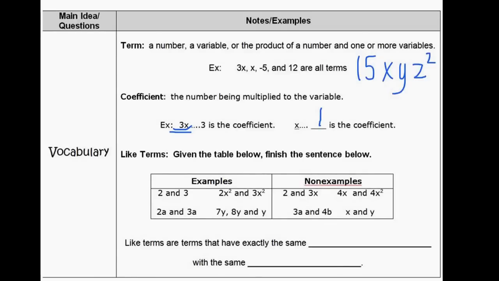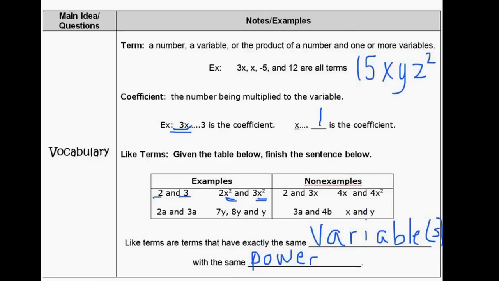Okay, so look at the examples of some like terms. Like terms have to have the same exact variable raised to the same power. So let's go ahead and pull that in. Like terms are terms that have the same variable, with the same power. So if you look, 2 and 3, those are like terms. They don't have a variable, so they're like terms. Or if we add a variable with the exact same power, 2x squared and 3x squared, those are like terms.